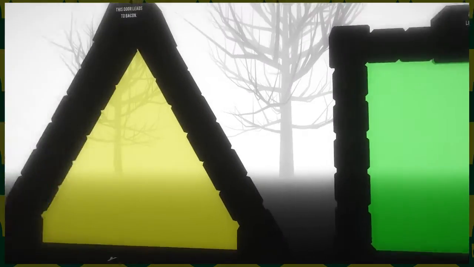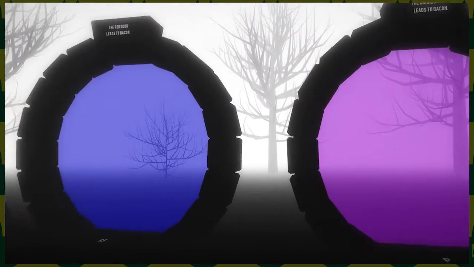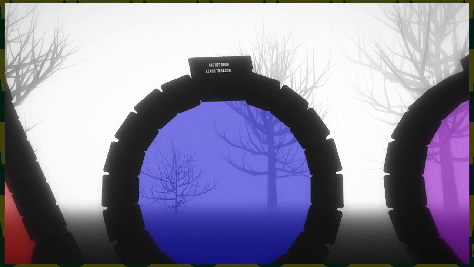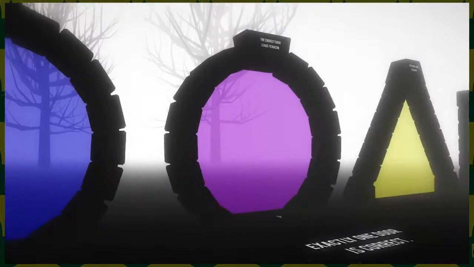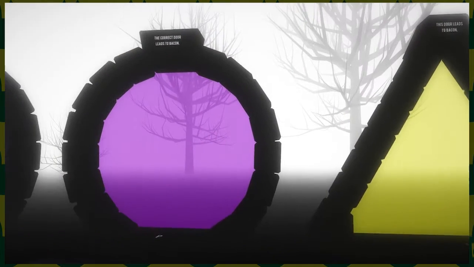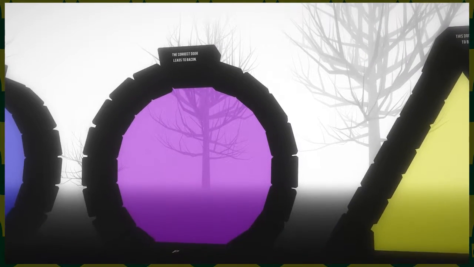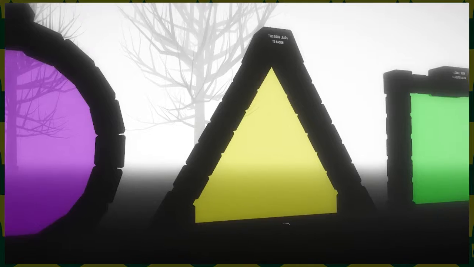Circle door leads to bacon. So that means a square door or a triangle door has to lead to bacon. These two do not lead to bacon. The correct door leads to bacon, maybe the correct one. The red door leads to bacon. No, it doesn't. So you're lying, and I know that. So it's either you two that are telling the truth. This door leads to bacon, or the correct door leads to bacon. If it's you, that means you lead to bacon. If it's you, that doesn't make sense. So it has to be you.